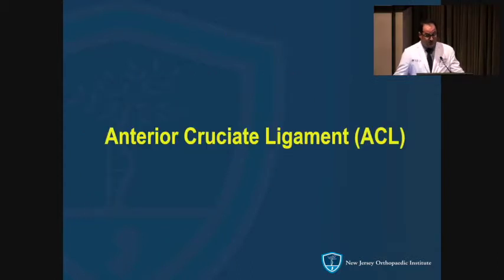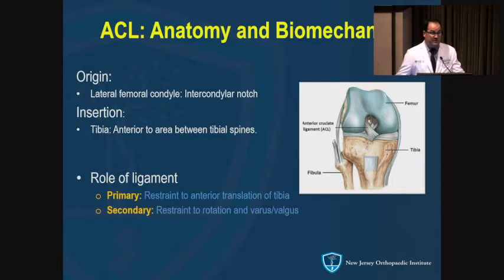And so the ACL is probably the ligament that we all hear about the most and gets the most attention in the media. And Dr. Kaliza talked a little bit about it. The ACL is a ligament in the center portion of the knee. It tends to go from the lateral side to the medial side and from posterior to anterior. Why it's important is it's the primary constraint to anterior translation of the tibia on the femur.